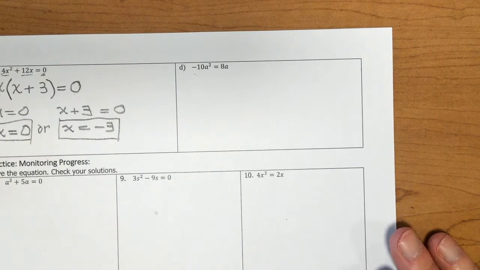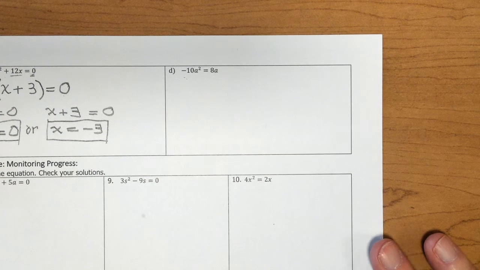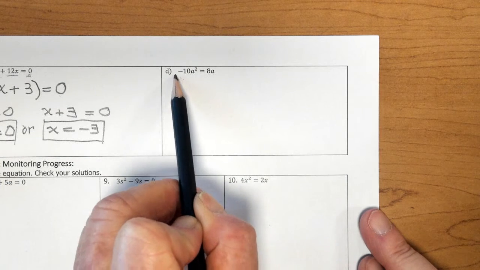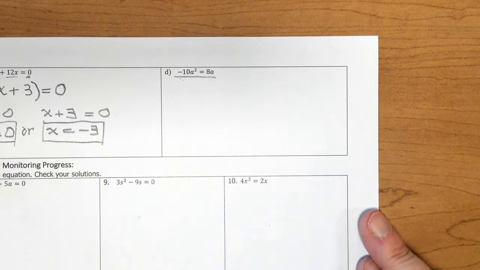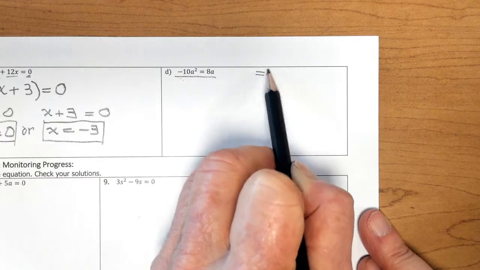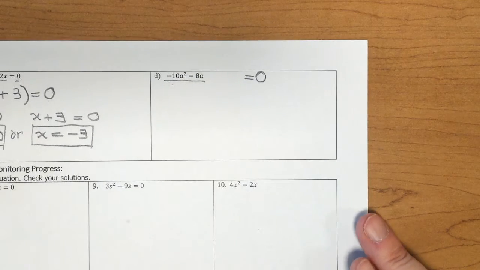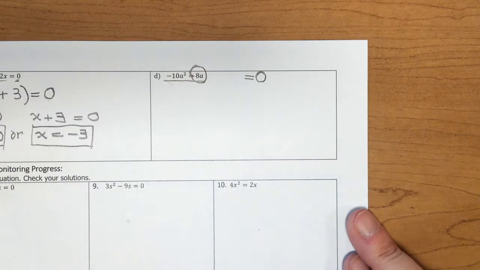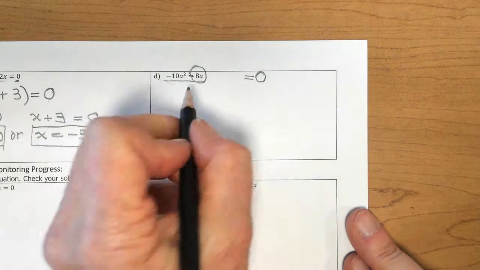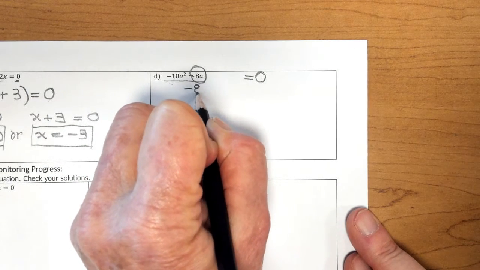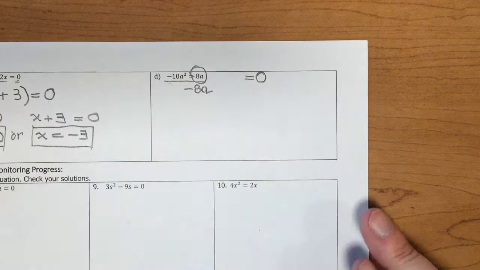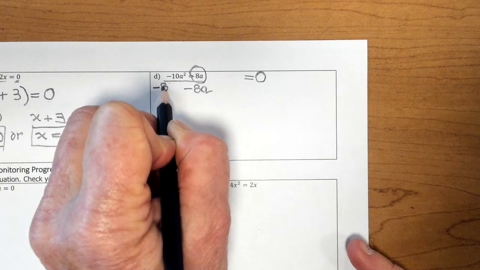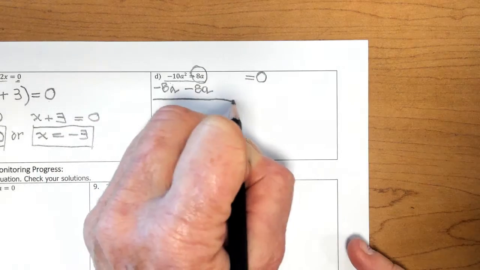Same thing with D. You're going to notice that I have -10a squared is equal to 8a. So remember, in order for me to be able to solve, I need the right-hand side to be equal to 0. How do I do that? Well, I'm going to move this 8a. I'm going to subtract 8a from the right-hand side. And please remember, whatever I do to the right-hand side, I have to do to the left-hand side. So I'm going to subtract 8a, draw my line.